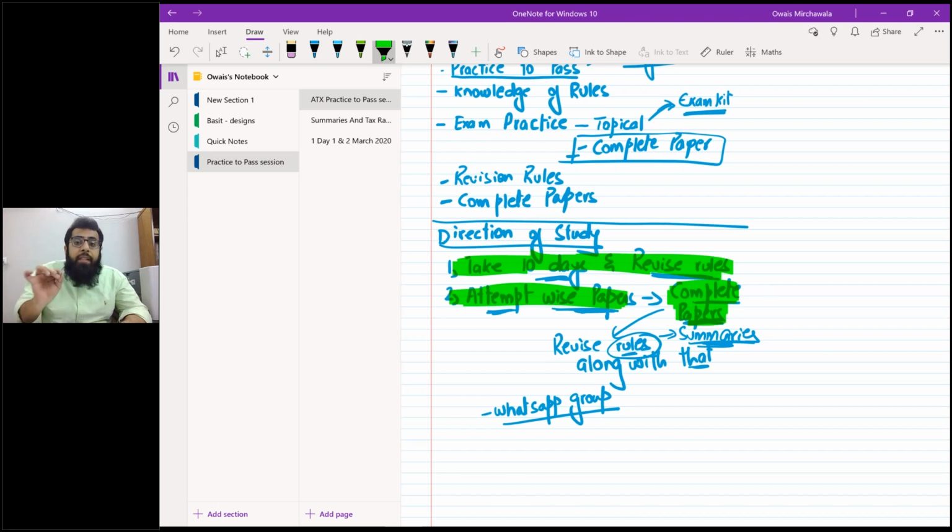The major reason for students failing the exam is that they say, sir, we were not able to complete the paper. We were not able to deal with all the rules. When we faced the exam, we didn't remember the rules. Why does this happen? Because you don't practice complete papers. You just practice the exam kit, which is topical. It does not include complete papers.